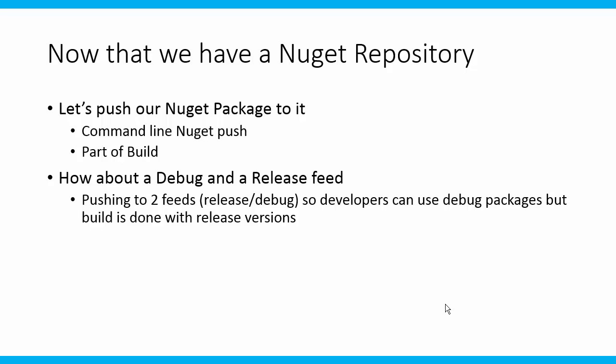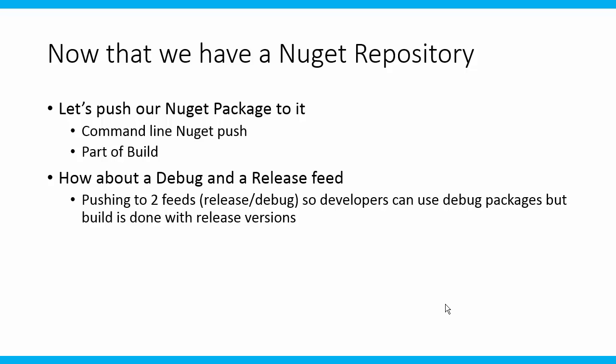How do we actually do that? Well, we're going to use the NuGet push command from the command line, or we could actually do that as part of the build. So I'm going to demo both of these options and we'll see how that works. Also, and I'm going to do that as part of the build, I can build both the debug and the release components and actually send that to two different feeds, and those can actually be used by the developer and the build server.